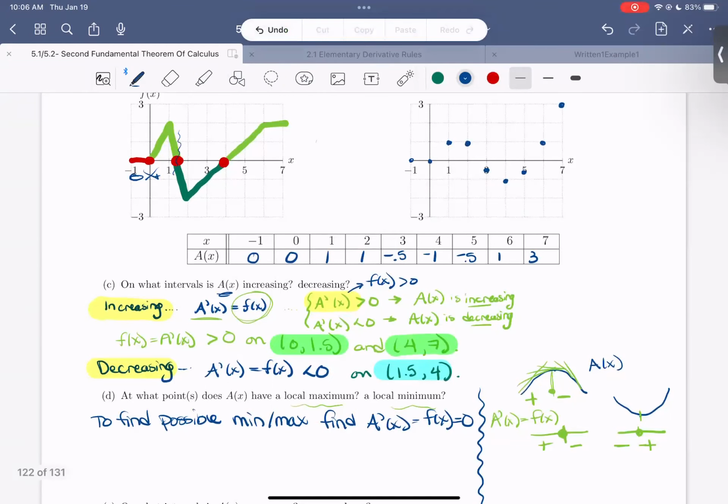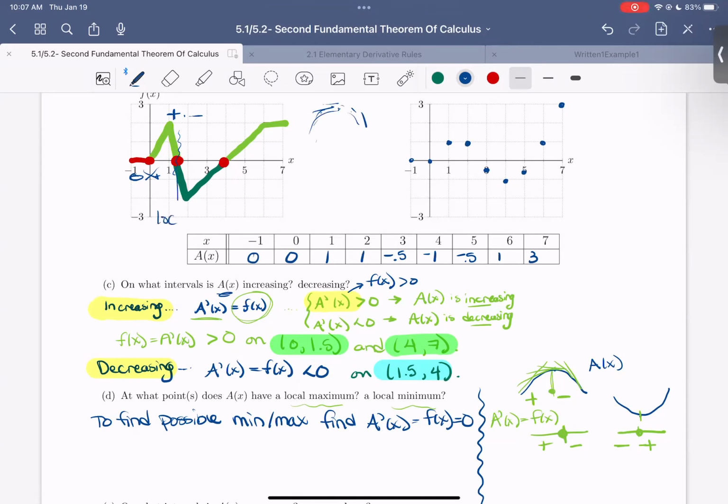Okay, what about this next 0? We go from plus to minus. So our derivative is positive first and then minus. So we have a local max here. Now, what about this 0? Well, our derivative, which is f, goes from negative to positive. So we're looking at negative slopes to positive slopes. So here we have a local min.